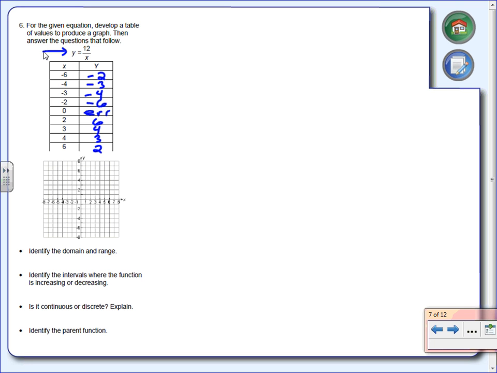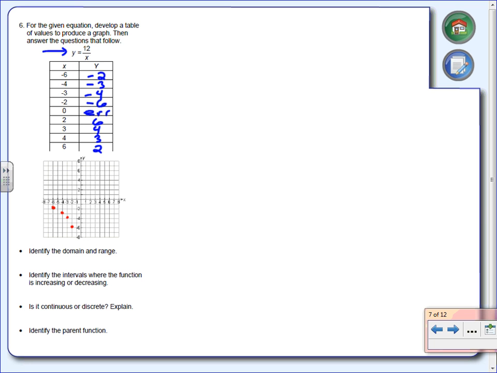First ordered pair we have is negative 6, negative 2. So let's come over here and find negative 6, negative 2. Now I want to find negative 4, negative 3. Let's find negative 4, negative 3. Negative 3, negative 4. Negative 2, negative 6.